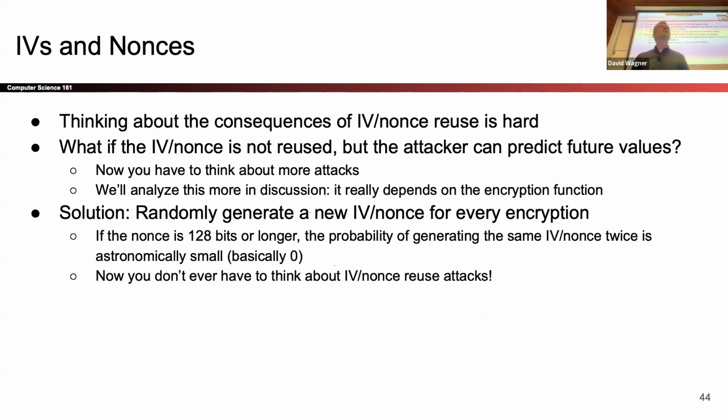Okay, so to prevent IV reuse, one very common way to make sure that we're not reusing IVs is to choose every IV or every nonce randomly. And then the chances that you reuse one is very low. It's a very simple engineering solution.